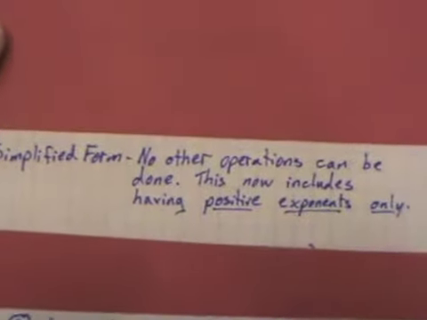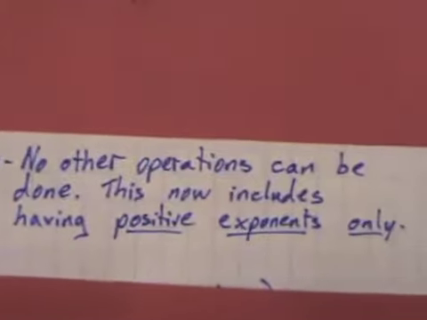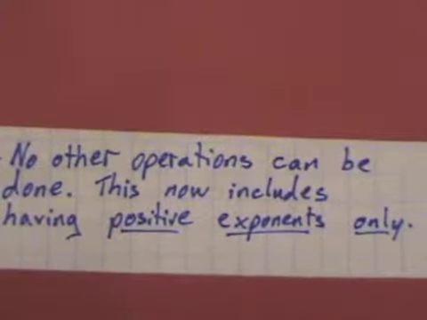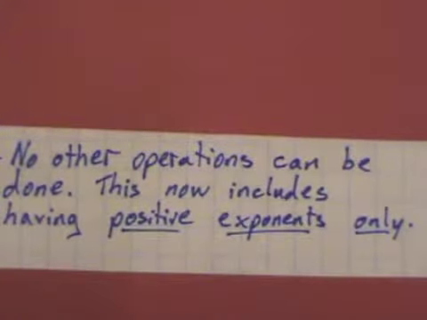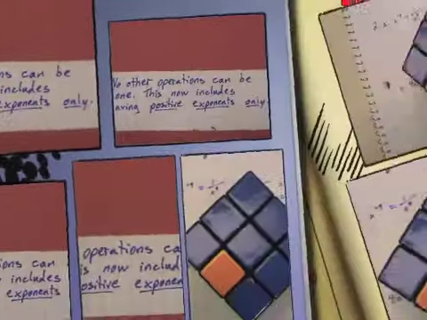There you go. So I stuck in a vocabulary word, not quite in the beginning of the lesson. We should have had this vocabulary word, I don't know, back in September. Simplified form means no other operations can be done. You can't add anything else, you can't multiply anything else. From now on, simplified form also includes you may only have positive exponents.